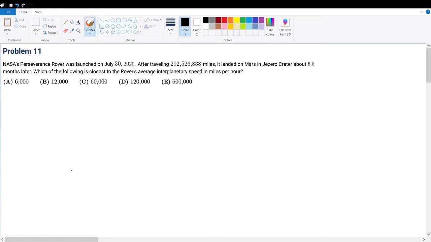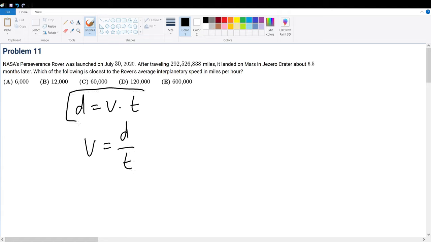So to find the average speed, we must know a universal physics formula, which is distance is equal to velocity times time. Now, in this situation, we're trying to find velocity. So velocity is equal to distance divided by time. If you did not know this formula, then you would not have been able to solve this question. So in the future, make sure you memorize this formula because, trust me, this is going to show up again on AMC 10 and AMC 12 and so on. So V is D divided by T.